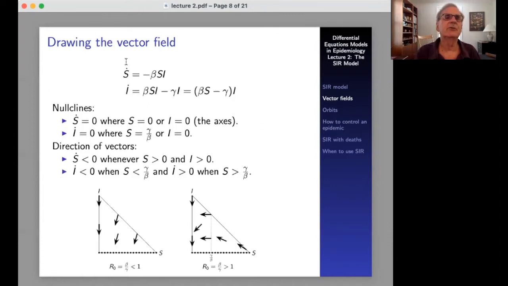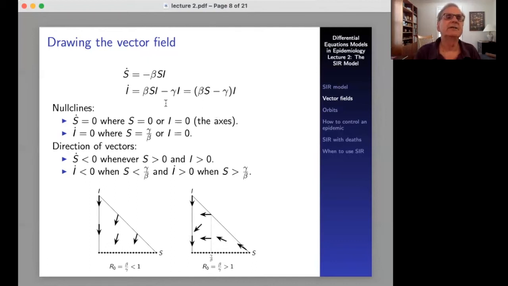Here's our differential equation. What we want to do is calculate the null clines. There are some null clines for s dot equals 0. And to see where this equation is 0, that's very simple. It's 0 where s is 0 or where I is 0. In other words, the s dot equals 0 null clines are simply the axes.